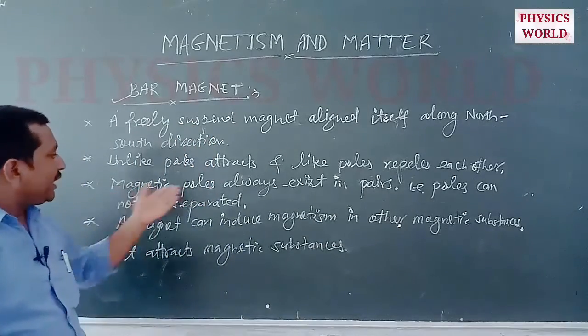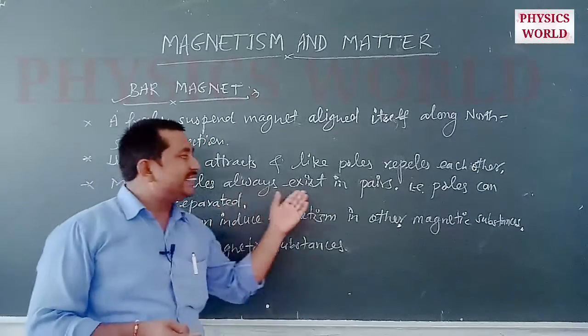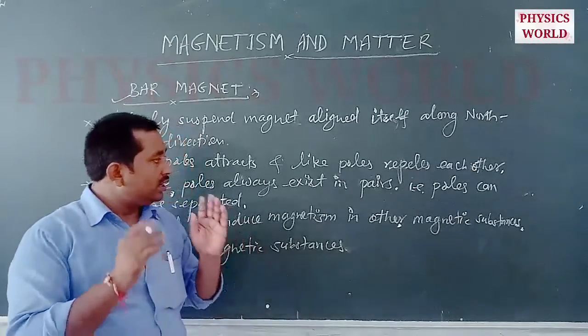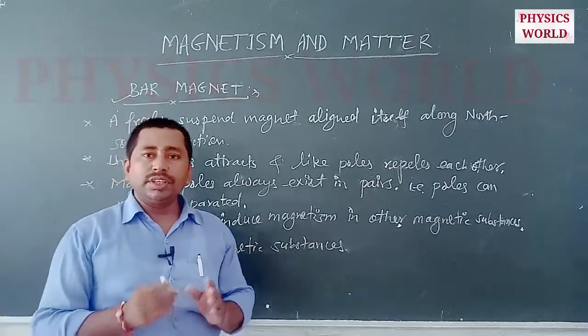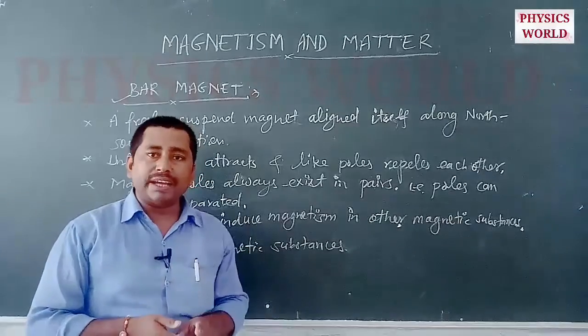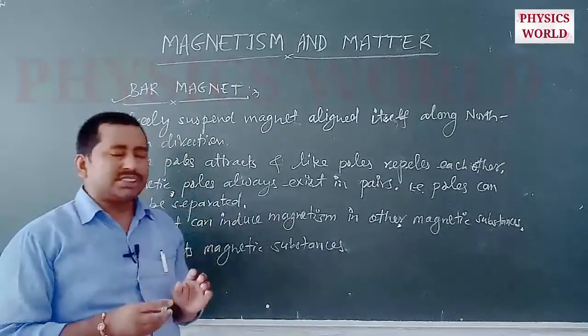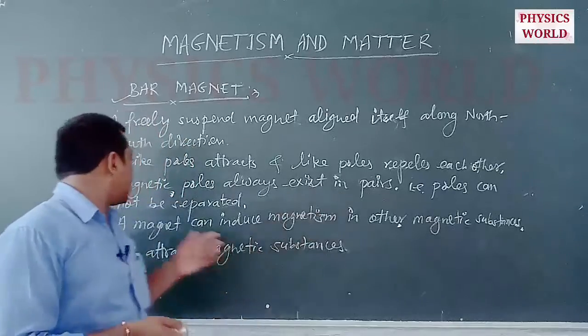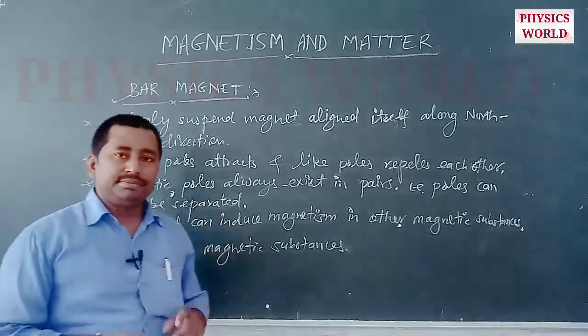Now, magnetic poles always exist in pairs. It means it is impossible to create a single pole of any magnet. Magnetic poles are always present in pairs, that is, poles cannot be separated.